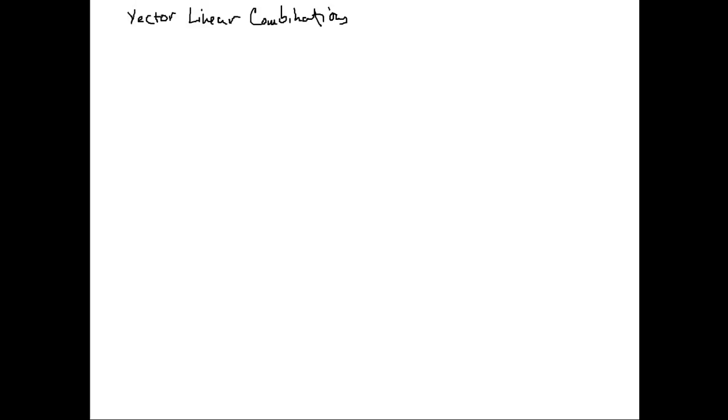All right, I want to start off talking about vector linear combinations. Linear combinations is a concept that is absolutely fundamental to linear algebra, and so it's important that we have a good understanding of what we mean when we say a linear combination. So linear combination is going to involve two operations: vector addition and scalar multiplication.